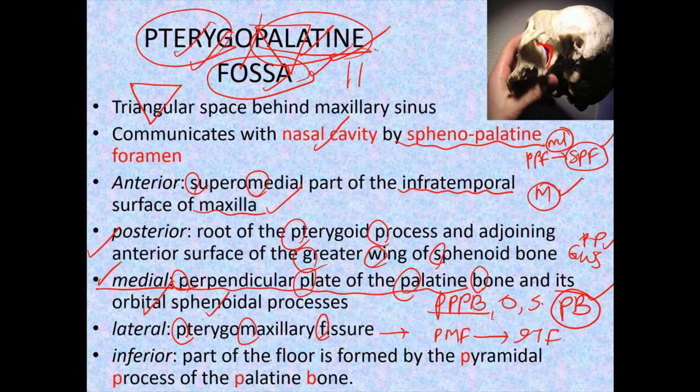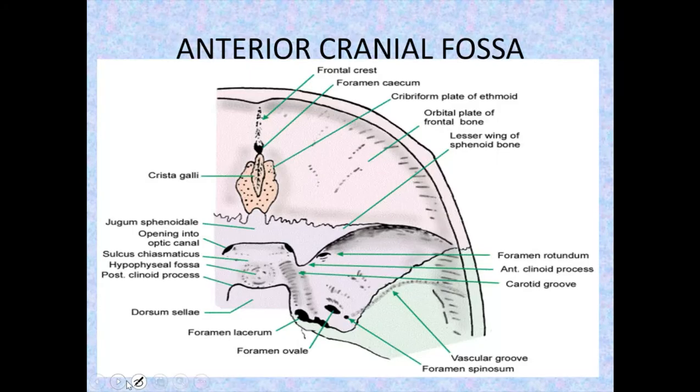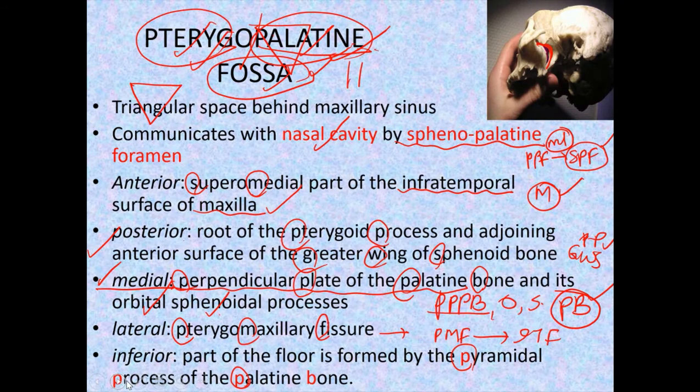The inferior part, the floor, is formed by the pyramidal process of the palatine bone. So the palatine bone is completely related to all these things, and you should have an idea of what a palatine bone is.